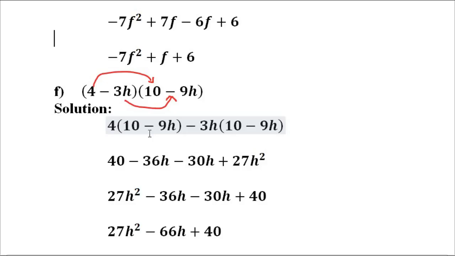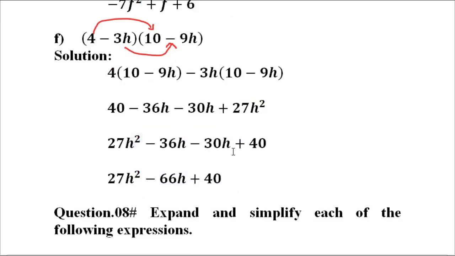Now let's distribute the positive 4 to the positive 10 and to the negative 9h. And then we can distribute the negative 3h to the positive 10 and to the negative 9h. That gives us 4 times 10 is 40. 4 times negative 9h is negative 36h. Negative 3h times 10 is negative 30h. Negative 3h times negative 9h is positive 27h squared.